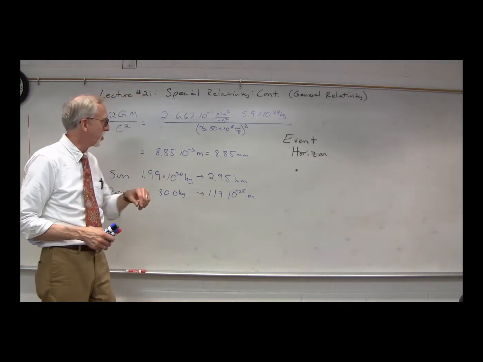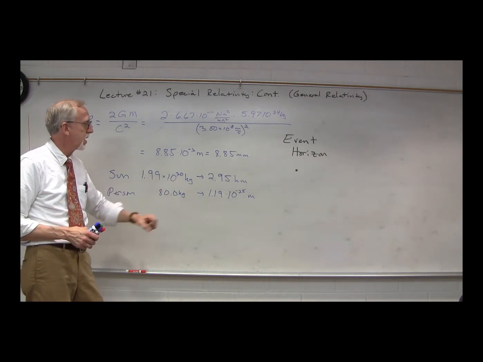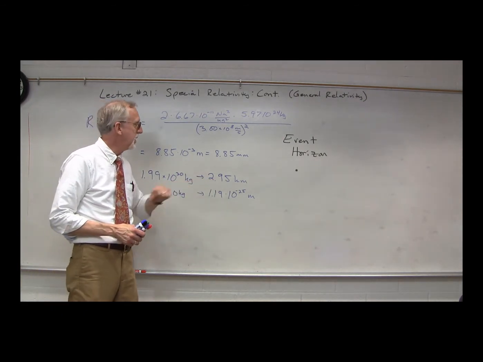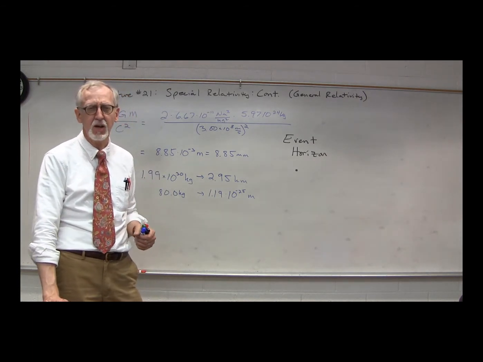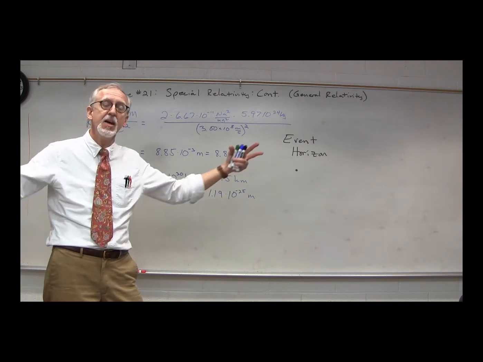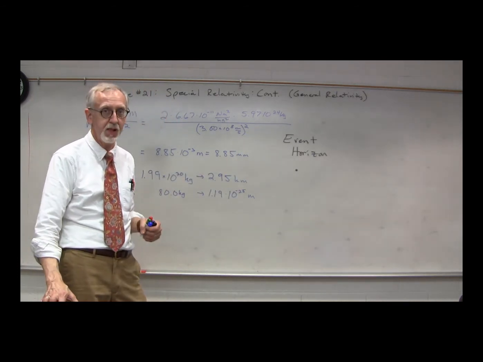But let me just tell you a couple more things. For the Sun, with a mass of 1.99 times 10 to the 30th kilograms, the Schwarzschild radius would be 2.95 kilometers, about 3 kilometers. So if you could take the entire Sun and compress it down to a sphere of 3 kilometers, it would turn into a black hole.